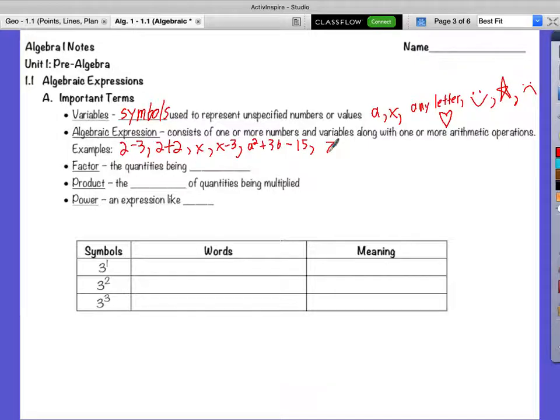You could do 7. Like there's all sorts of different options you can do in there. Okay? So those are also some different examples of an algebraic expression.